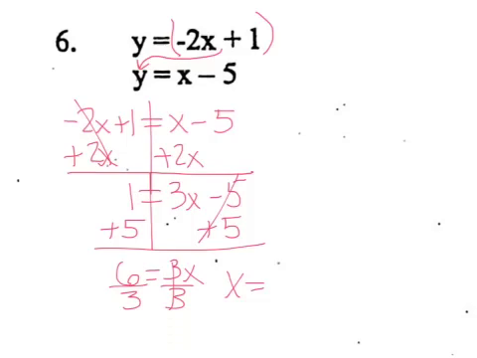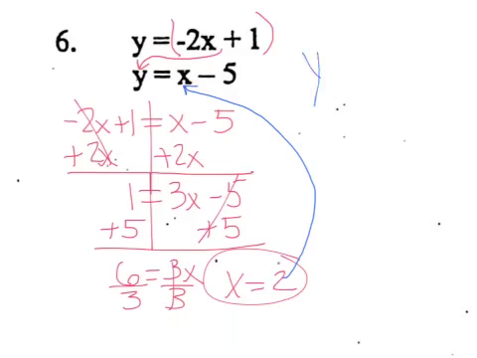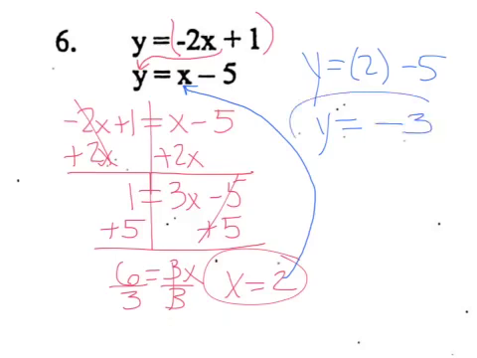So x equals 2. So I have x. Now that you know what x is, okay, what do you do? Plug it in. Which one do you want to plug it into, the first or second? Second one looks easier. So I'm going to plug this in right here. So I have y equals 2 minus 5. 2 minus 5? Negative 3. Now I have both the x and the y. 2, negative 3.